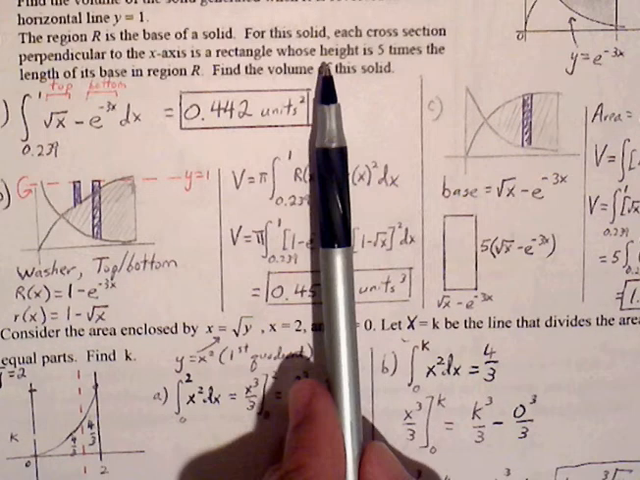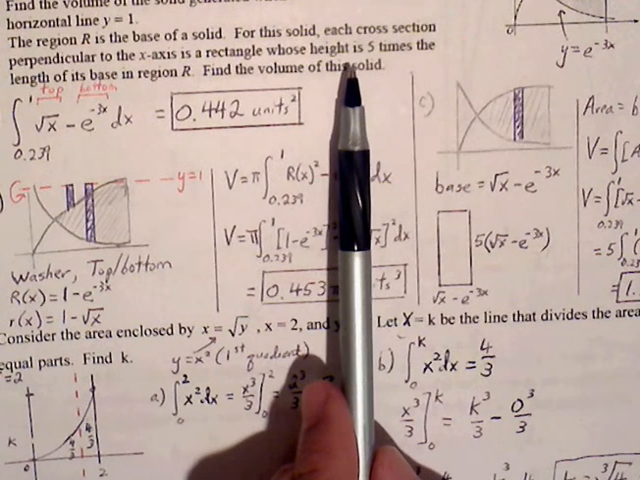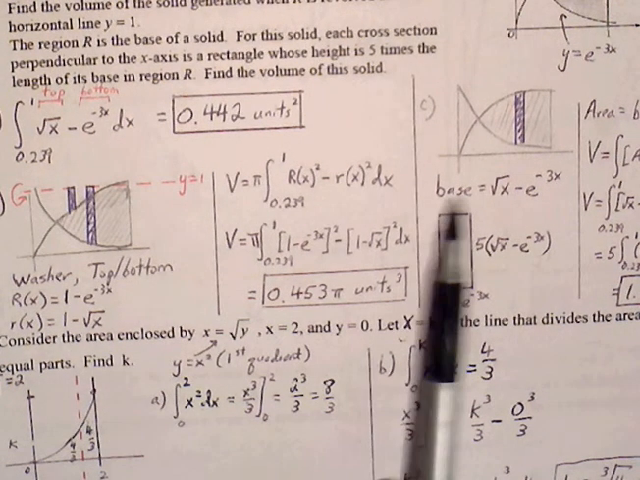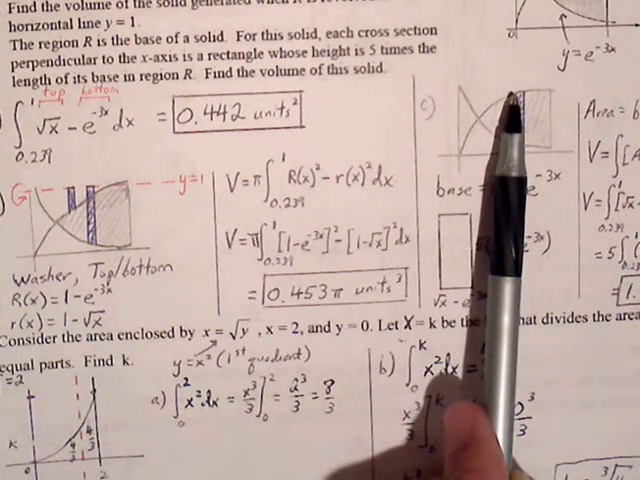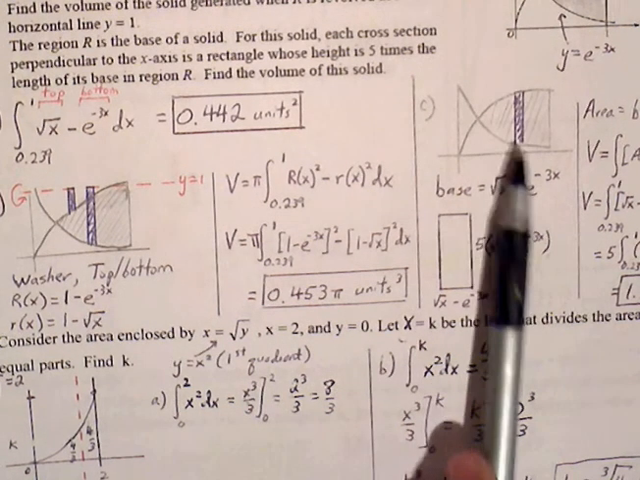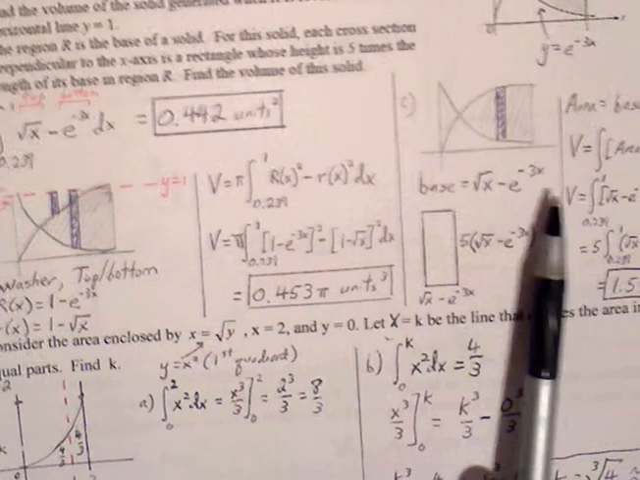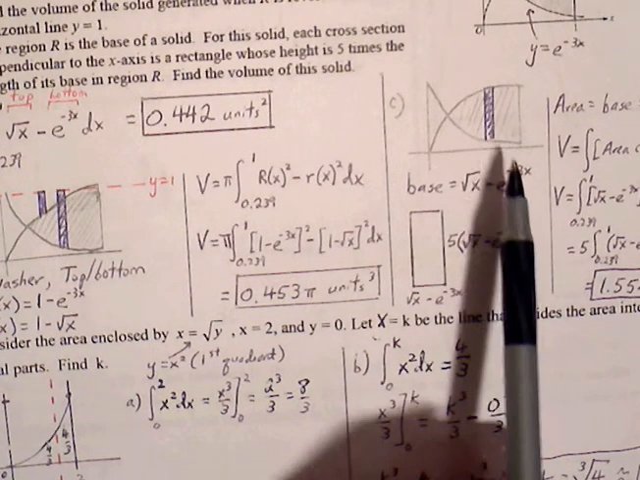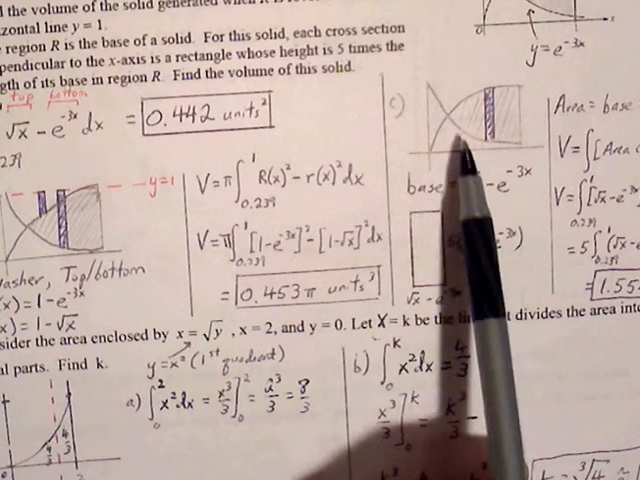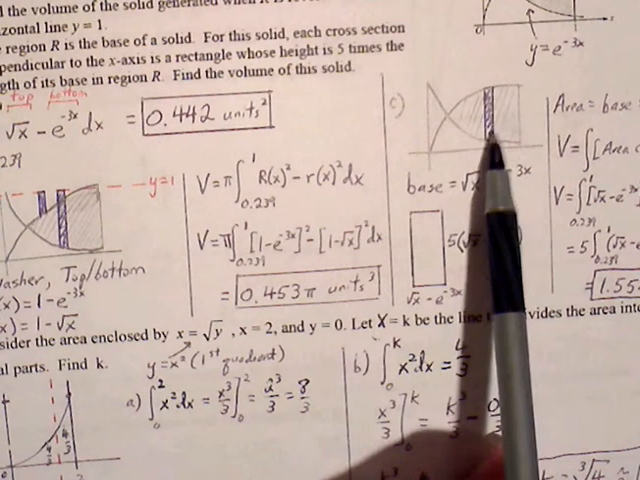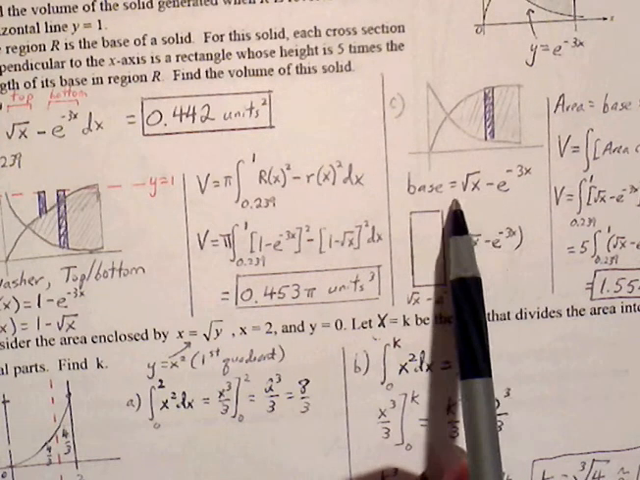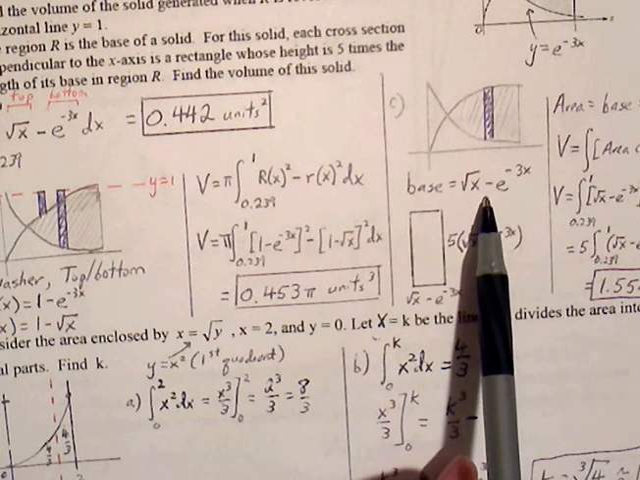Is a rectangle whose height is 5 times the length of its base in region R. So we're drawing a rectangle, but first let's find the base. So the base is simply the distance from one end to the other end of our base. Okay, so then we're drawing vertical bases, vertical length. So we do top minus bottom. The top is on the root x, the bottom is on the e to the negative 3x. So then our base length is represented by root x minus e to the negative 3x.